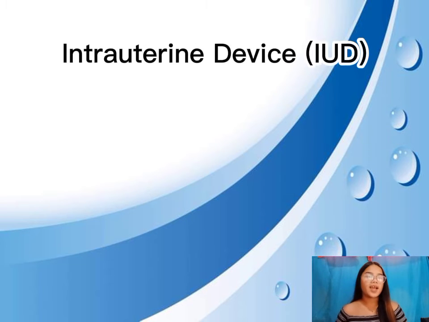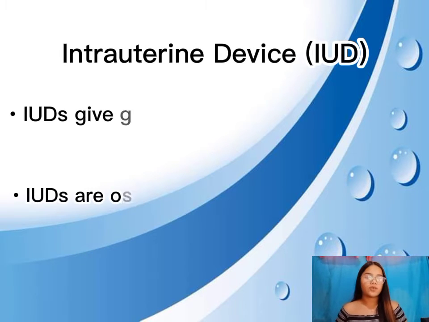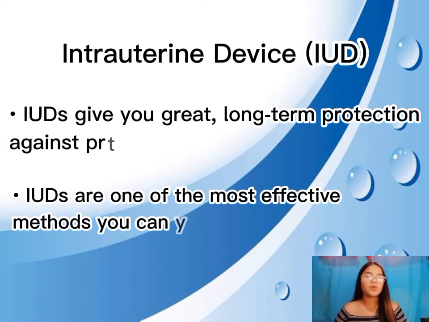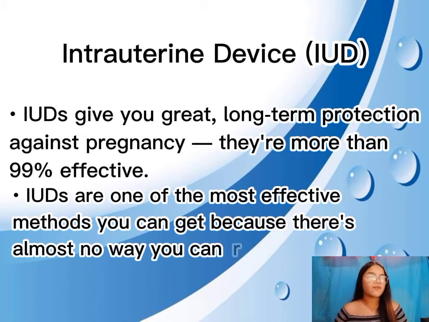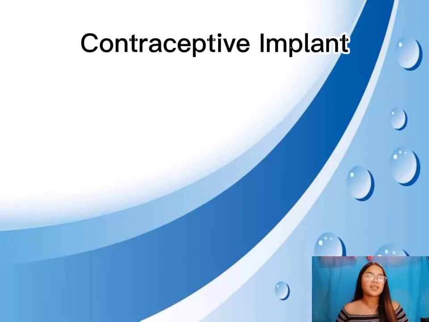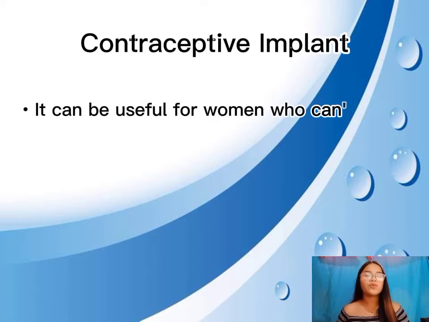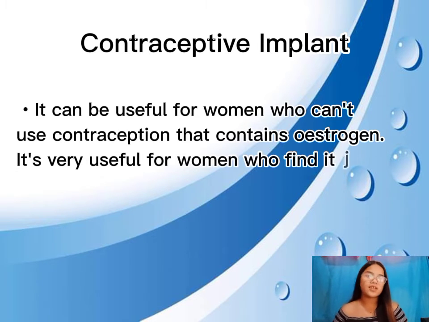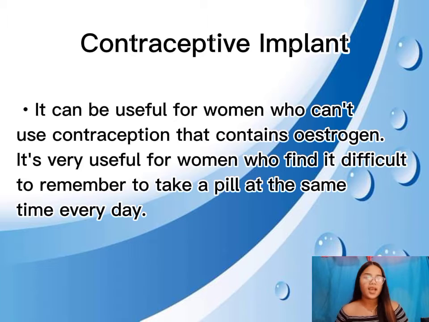For the intrauterine device or IUD, IUDs give you great long-term protection against pregnancy. They're more than 99% effective. IUDs are one of the most effective methods you can get because there's almost no way you can mess it up. For the contraceptive implant, it can be useful for women who can't use contraception that contains estrogen. It's very useful for women who find it difficult to remember to take a pill at the same time every day. The implant can be taken out if you have side effects.